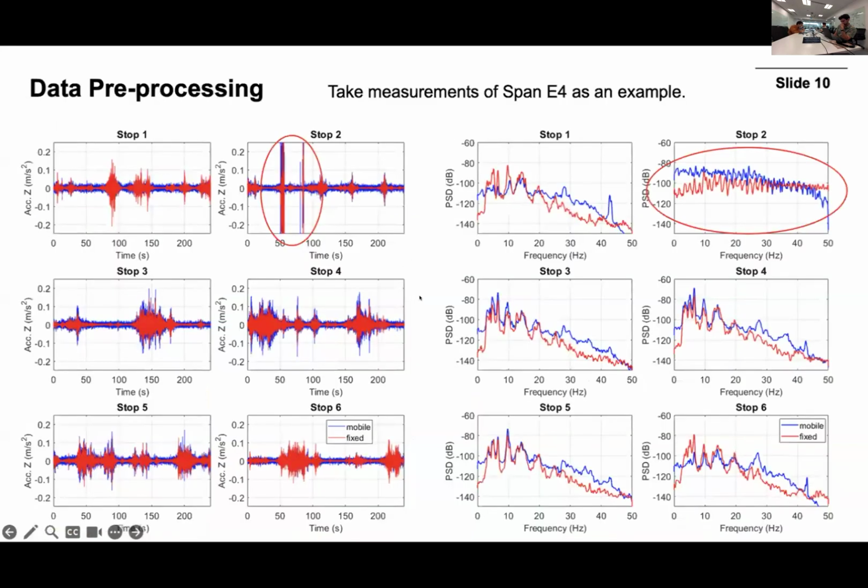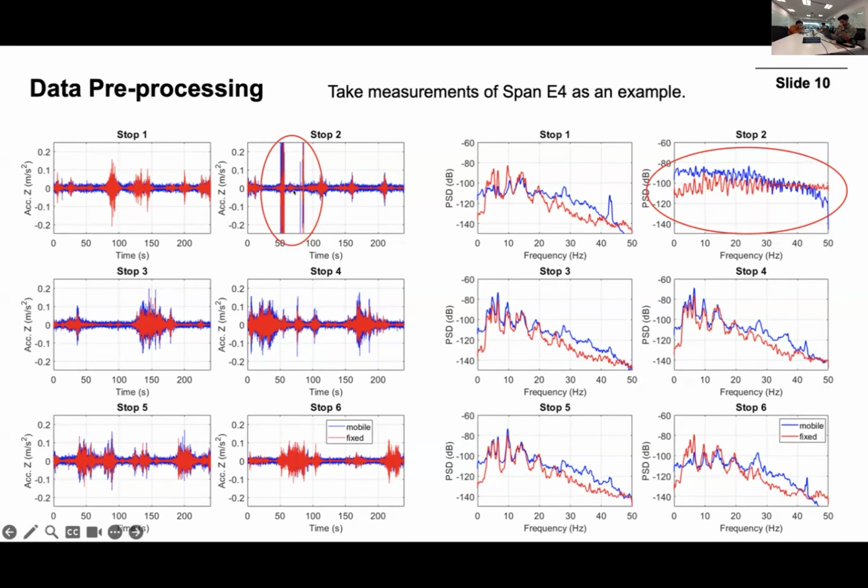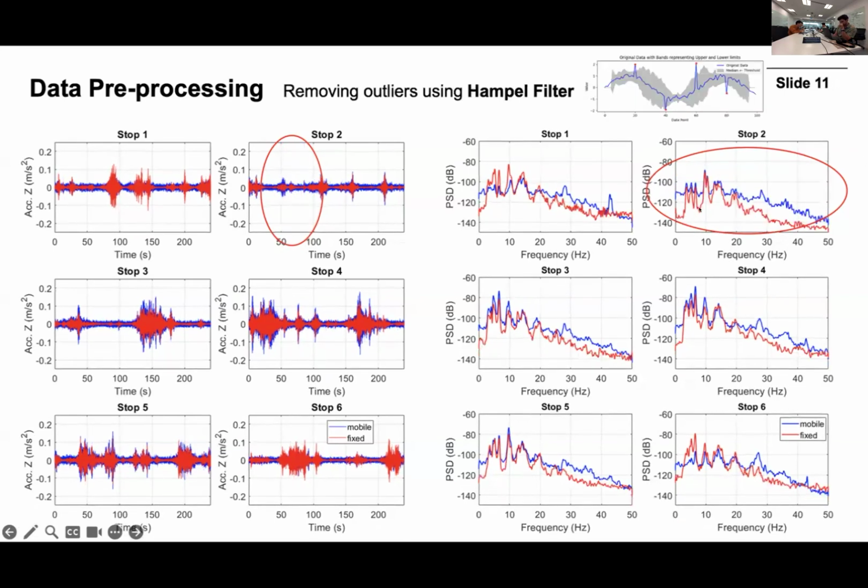After we finished the setup, we collected a lot of data, and the first thing we did was data pre-processing. For example, you can see here in the time history acceleration signals, there are some perturbations caused when a pedestrian passed by and accidentally touched our sensors. So there will be some noise, and we need to remove this. Otherwise, the signal is not useful. Here we use a Hampel filter to remove these outliers. After the removal, the signal becomes normal.